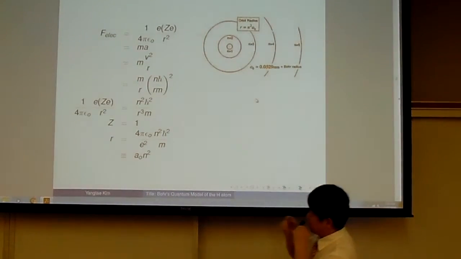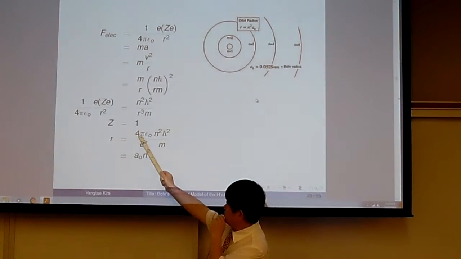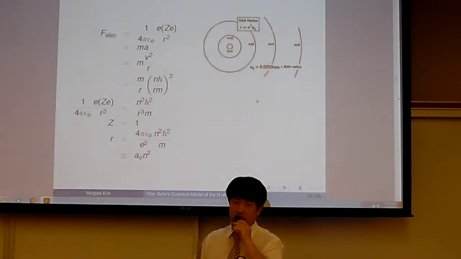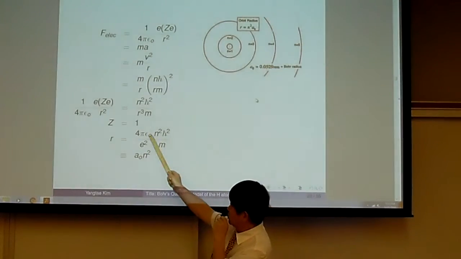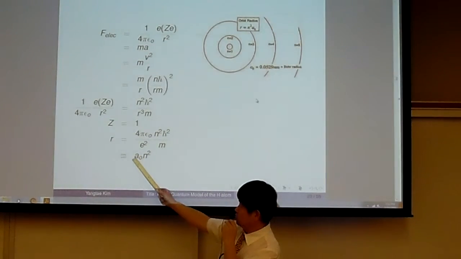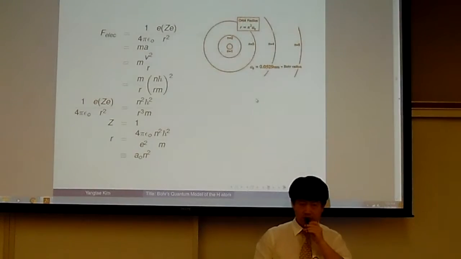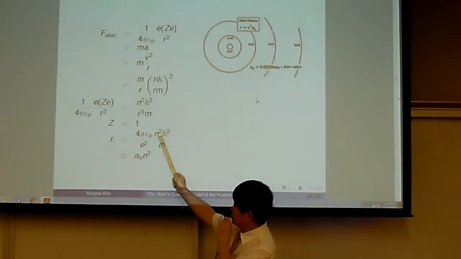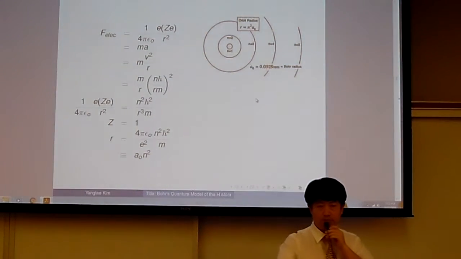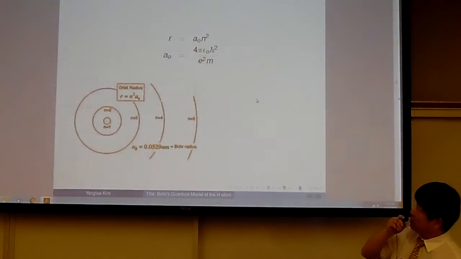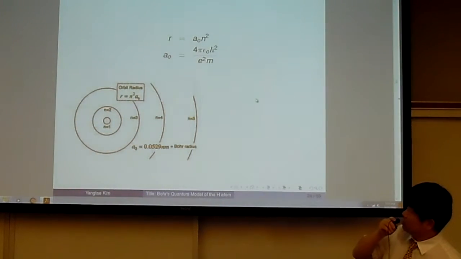But here, 4 pi epsilon naught, e, m, h bar, these are all constants. So we can collect them as one constant, symbolically a naught, which is known as Bohr's radius. So n squared is the variable: R equals a naught n squared, where a naught is 4 pi epsilon naught h bar squared over e squared m.